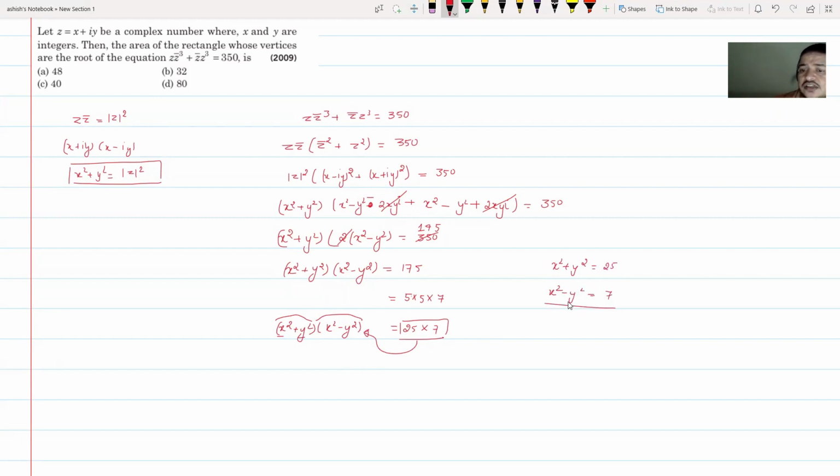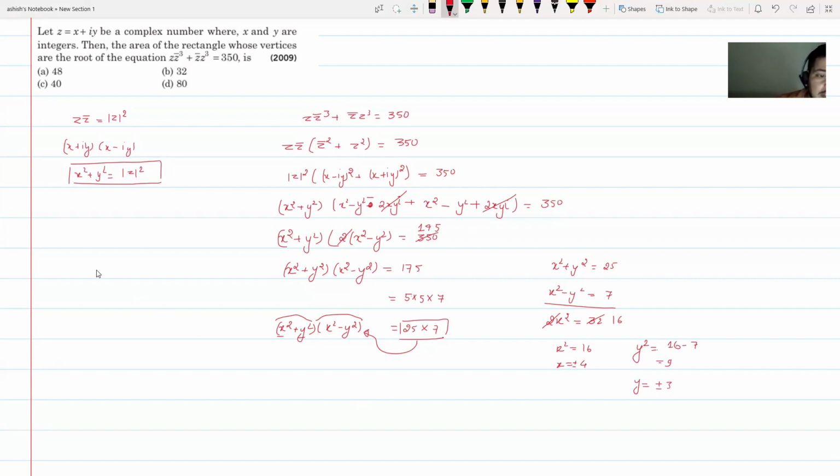If I add these two equations, you will get 2 times x square, which is equal to 32. If I divide it by 2, you will get 16, which means x square is equal to 16. So x is equal to plus minus 4. Now, you can get the value of y from here. That is, y square is equal to 16 minus 7, which is equal to 9. So the value of y is plus minus 3.